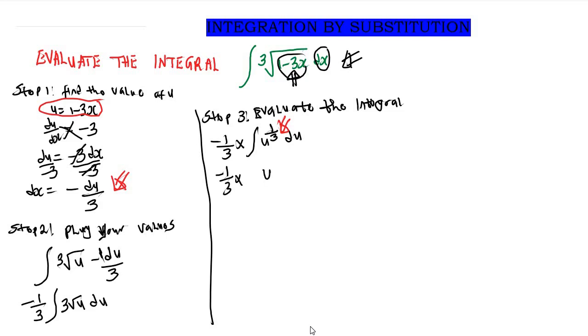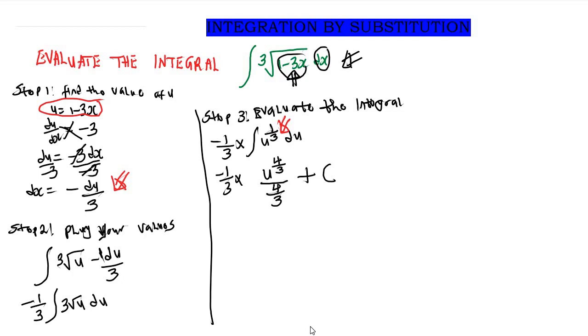Now this is going to be u raised to the power of 1 over 3 plus 1, which gives us 4 over 3. Now we have to divide by the new power, so it's going to be 1 divided by 4 over 3. Whenever we want to take the integral of any value, we need to add 1 to the power, then divide by the new power. Make sure you don't forget to add c, because we are dealing with indefinite integrals. So you always need to add the constant c.